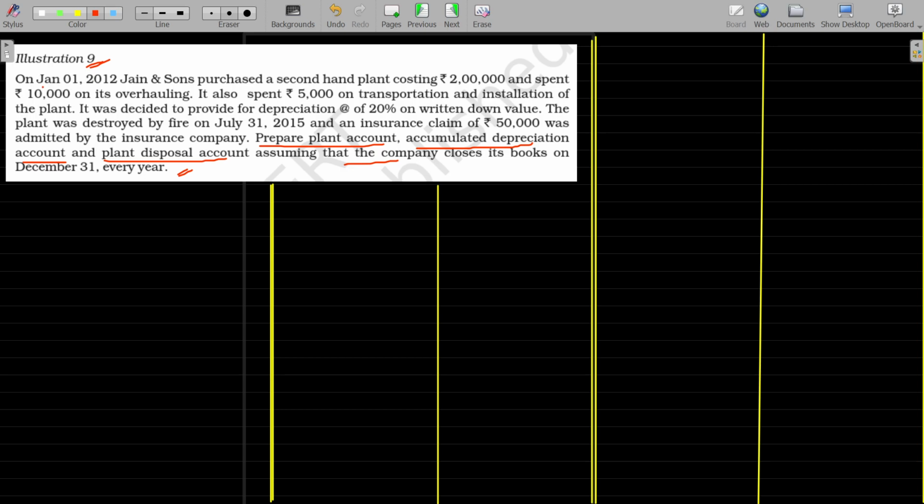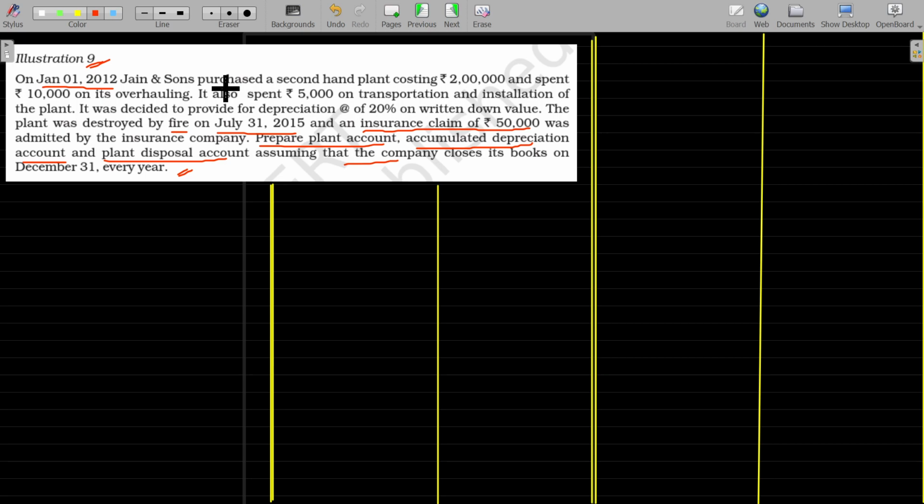So the first purchase happens on January 1, 2012 by Jane and Son, who purchased a second-hand plant. And finally it is destroyed by fire on July 31st, 2015. It is not sold, but as it's lost in a fire accident, it might have been insured. That's why this company gets the insurance claim for the loss. So receiving the insurance claim is equated with the sales realization. You assume that the asset is sold and you get the money. Same way, when the asset got destroyed, where it was already insured, any insurance claim received is equivalent to sale consideration received.